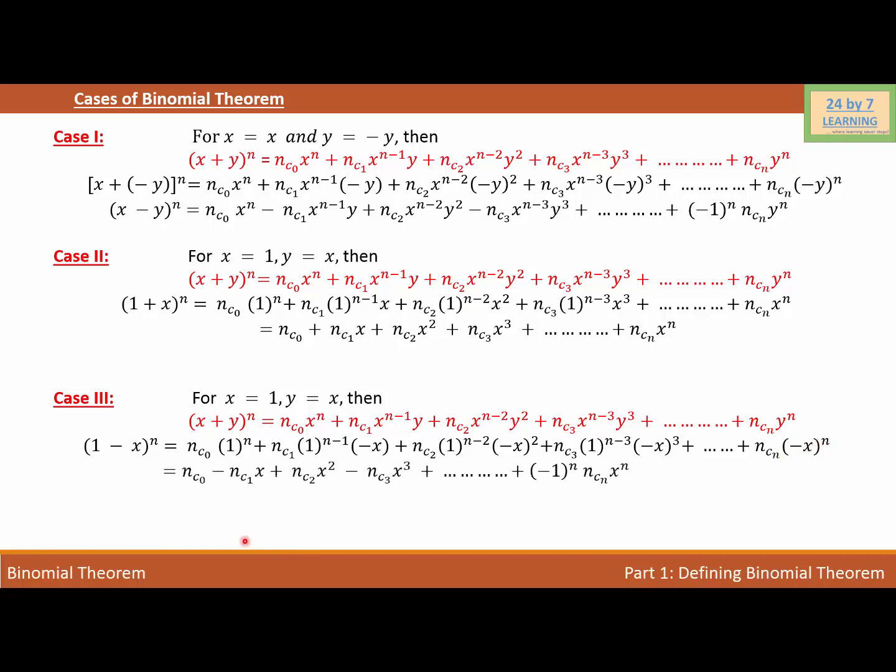And if we further simplify, we will get this expression, which is basically nC0 - nC1 x + nC2 x^2 - nC3 x^3 + ... + our last term is (-1)^n nCn x^n. And again, this is negative x, not x.